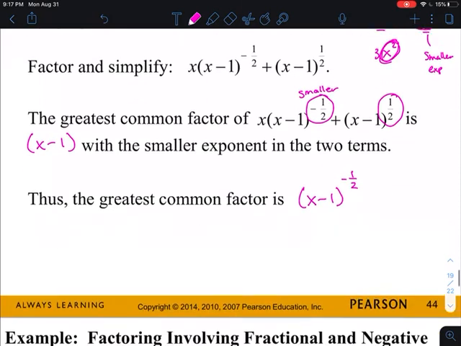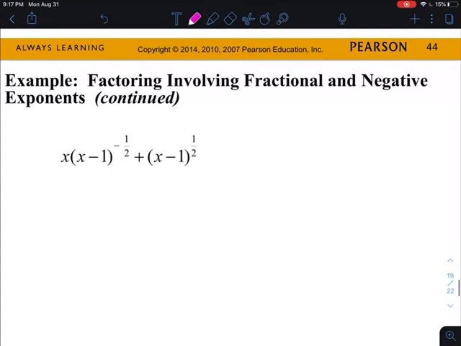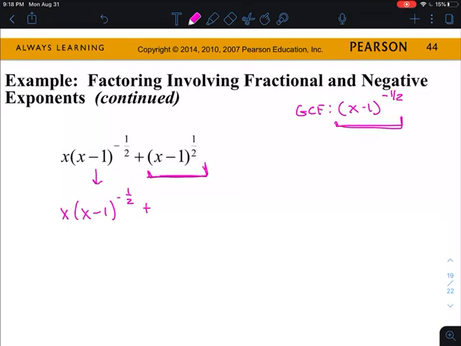Once I have my greatest common factor, I can start breaking this down a little bit more. So my x times x minus 1 to the negative 1/2, I already have that negative 1/2 power. So I'm just going to rewrite this as x with an x minus 1 to the negative 1/2. We want a common factor of an x minus 1 to a negative 1/2, right? Our GCF was x minus 1 to the negative 1/2. So I need to rewrite this piece with this as a factor.